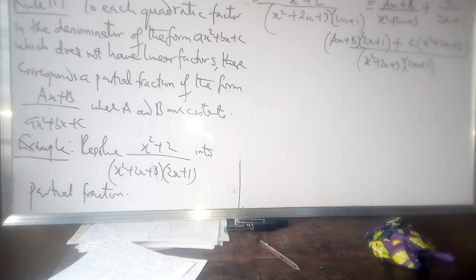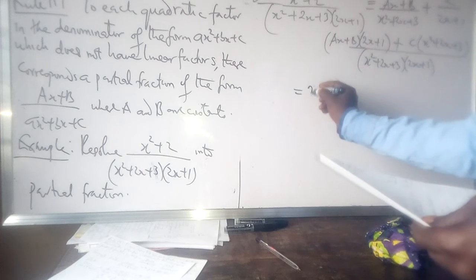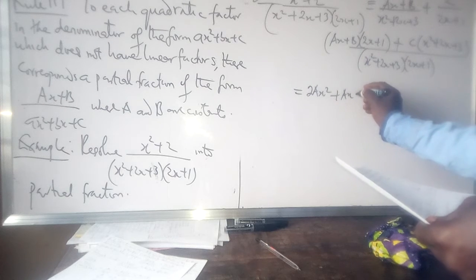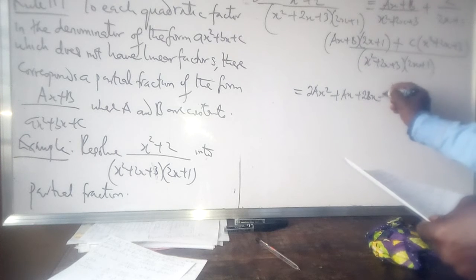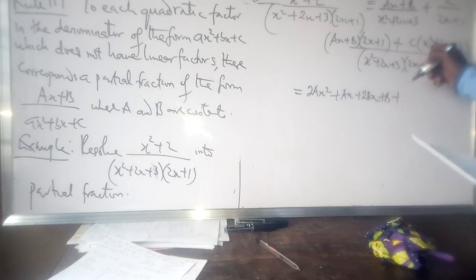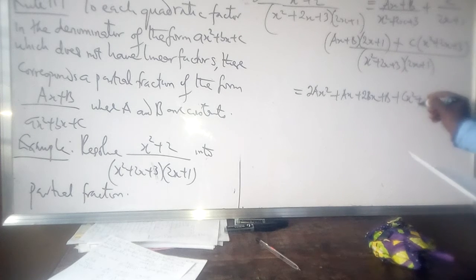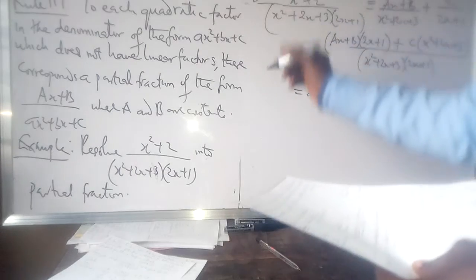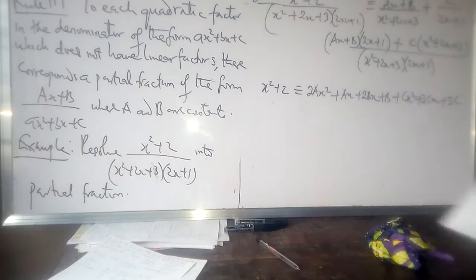So what do we now do here? We do an expansion. Expanding ax times 2x gives 2ax squared. Ax times plus 1 is plus ax. Then b times 2x is 2bx, and b times 1 is plus b. Then c times x squared is cx squared, c times plus 2x is plus 2cx, and c times plus 3 is plus 3c. On the left-hand side we have x squared plus 2, which is the function given.